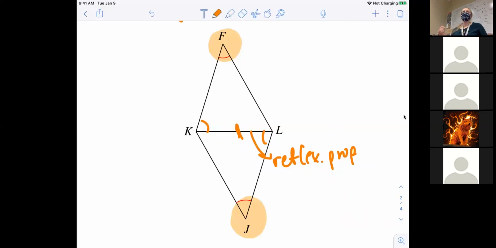Can someone name the angles that I have marked right now? Angle LJK is congruent to angle KFL. So those are the highlighted angles. Is that what you were marking? Okay, perfect. So those are the highlighted angles. We actually already know those.